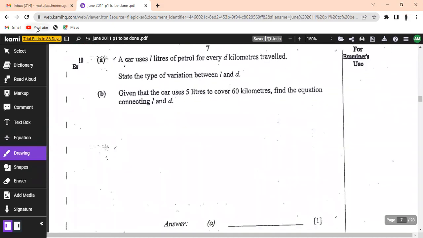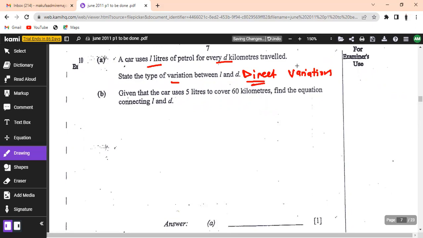We are given that on question 10, a car uses L liters of petrol for every D kilometers traveled. State the type of variation. So this is a direct one. As you can see, as the distance increases, the number of liters increases. So that is direct. Remember, direct variation, I told you, when one element increases, another must increase also. Or if one element decreases, another must decrease also. So this one was just direct, okay?